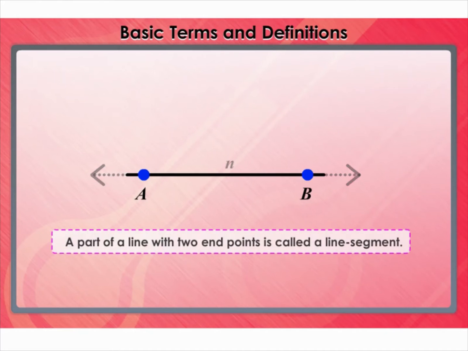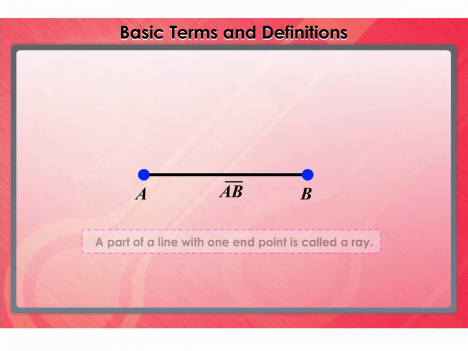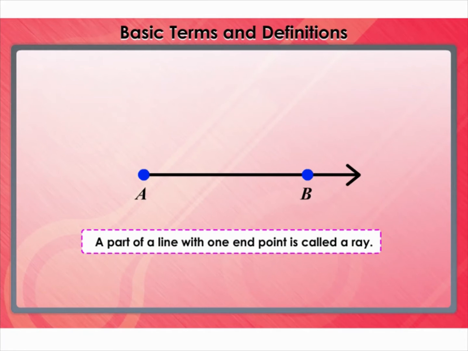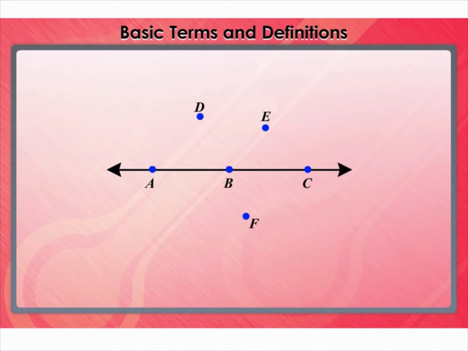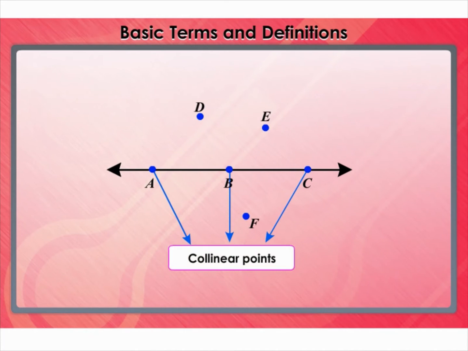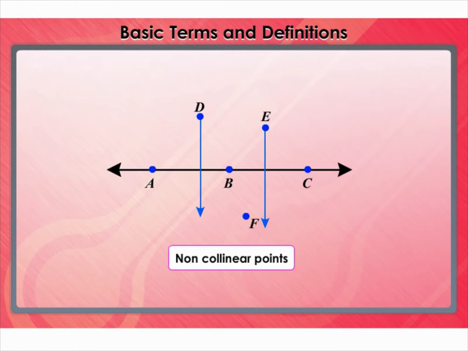A part of a line with two endpoints is called a line segment. A line segment AB is denoted by AB bar. A part of a line with one endpoint is called a ray. The ray AB is denoted by a single-headed arrow. If three or more points lie on the same line, they're called collinear points. Otherwise, they're called non-collinear points.